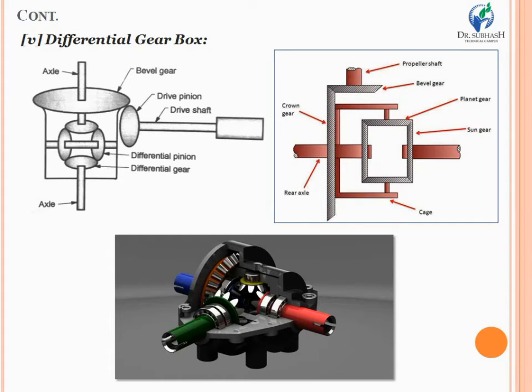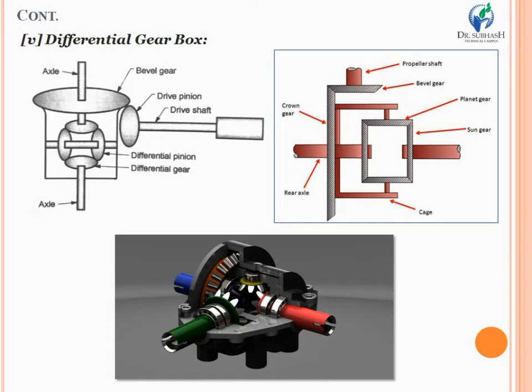So here your prime goal is to transmit the motion and power from the propeller shaft to the rear axle, and for that we are using a bevel gear which is mounted on the propeller shaft. The bevel gear mounted on the propeller shaft meshes with another bevel gear, that is the crown gear, and the crown gear is mounted on the rear axle. So this is how the assembly is made.